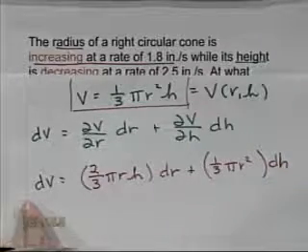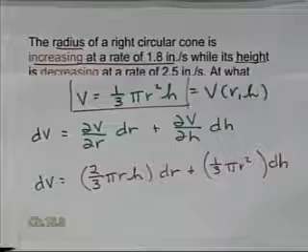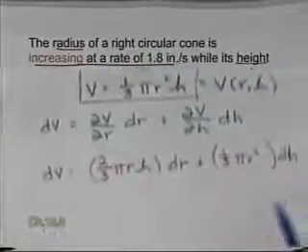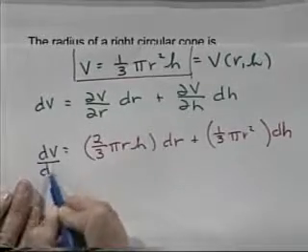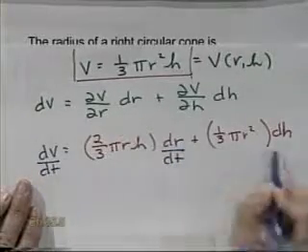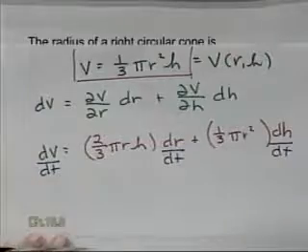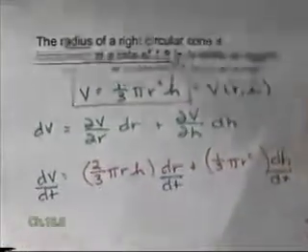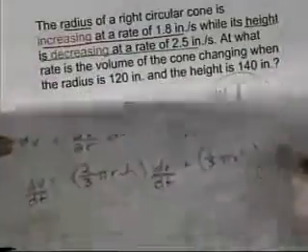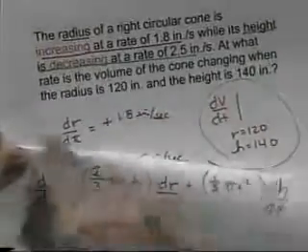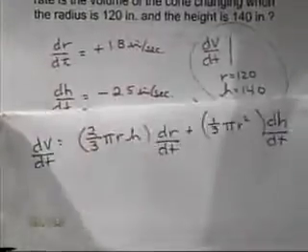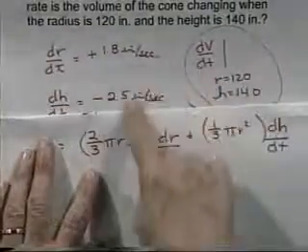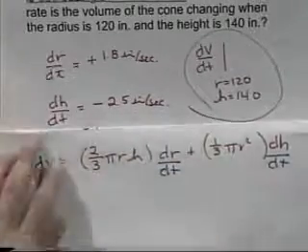There, I just wrote out my total differential. But what do they want? They want dV/dt. So what do you think I'm going to do? Divide by dt. Okay, and they want me to figure out dV/dt when r is 120, h is 140, and these rates are what's happening. So now it's just plug in time.